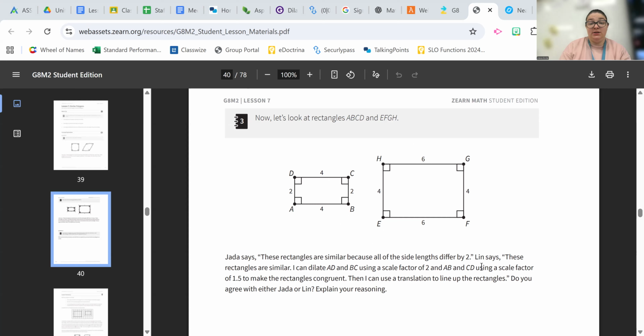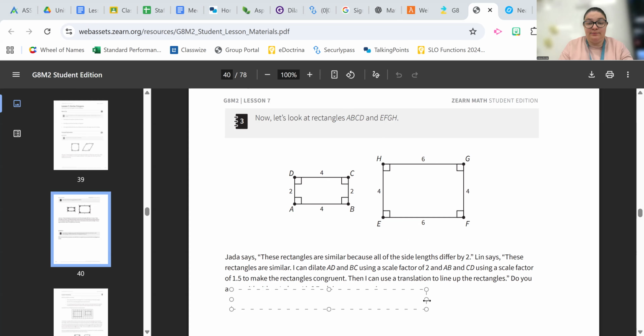And if we talk about Lynn, Lynn is correct in her math. To go from AD to EH and BC to FG, you have to multiply by 2. 2 times 2 is 4. 2 times 2 is 4. And her math is correct again, going from AB to EF and DC to HG. 4 times 1.5 is 6. 4 times 1.5 is 6. But she forgot that the scale factor has to be the same in order for them to be similar. You can't dilate using two different scale factors. So we agree with neither of them.